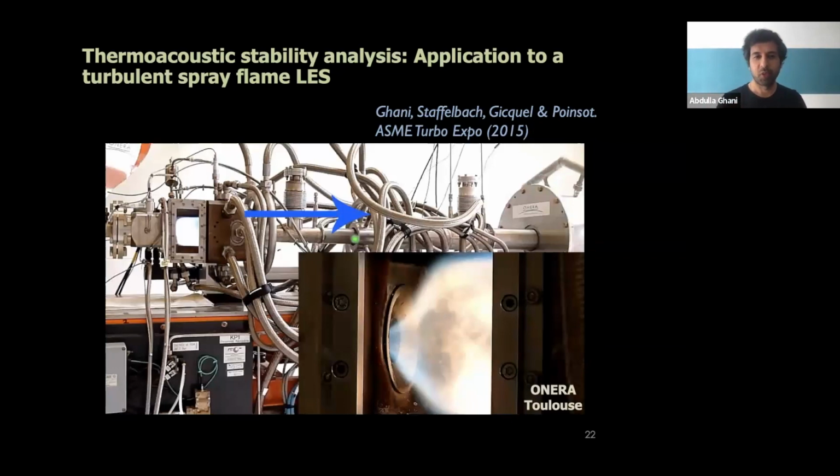Well, that's it. So that's a combustion experiment. It uses a spray flame. It's a swirl configuration in an academic environment, atmospheric pressures, instability frequency at 200 hertz roughly. And my job at that time was to replicate this numerically and to use numerical simulations to reproduce the same stability map, let's say, from stable to unstable.